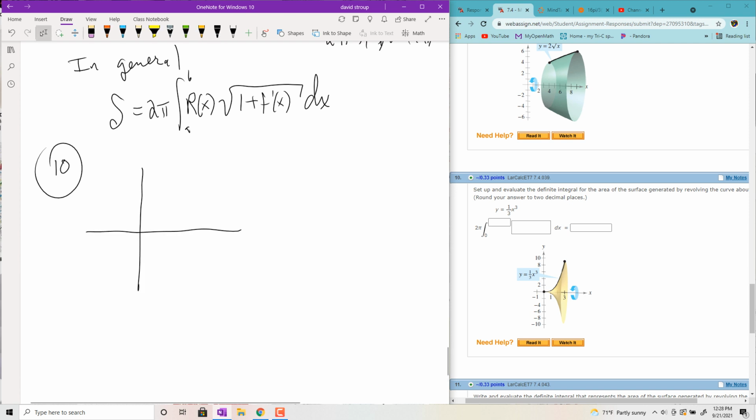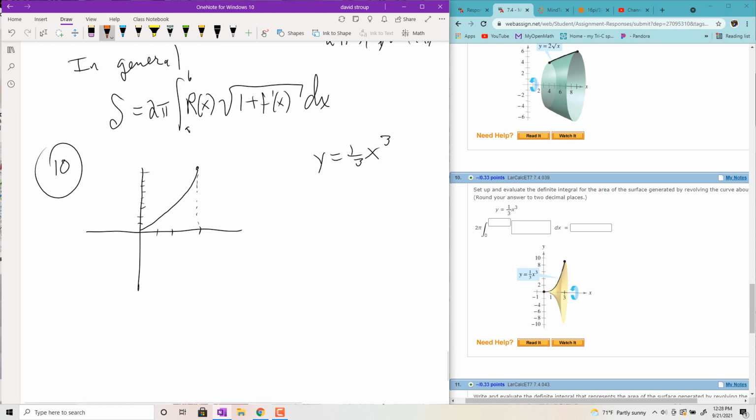They give you the formula for the curve, y equals 1/3 x cubed. From the picture, I'm just going from 0 to 3, so that's not a mystery at all. At 3, it would be 27 over 3, so that would be 9. So it's like this trumpet object.